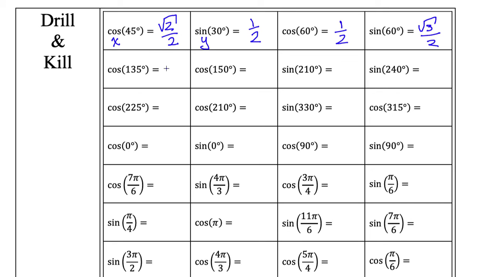Cosine of 135, that's going to be negative square root of 2 over 2. Cosine of 150, that's negative square root of 3 over 2. Sine of 210, it's slightly down, and sine is the y-coordinate, so negative 1/2. Be careful of your negatives. Sine of 240 degrees, 240 degrees. Oh, I'm not seeing that one in my head.